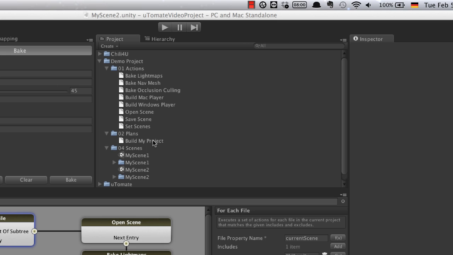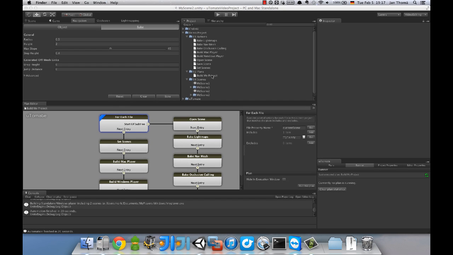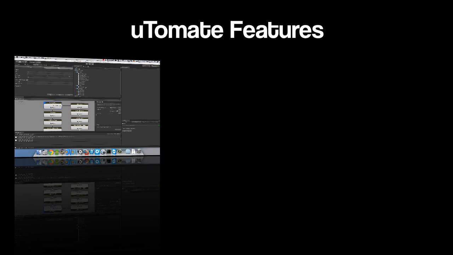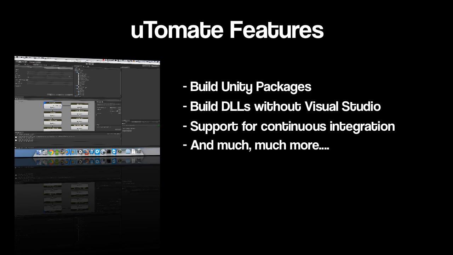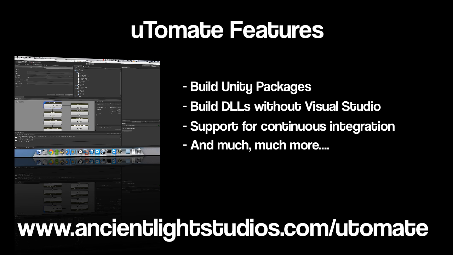I've also just shown you a very small subset of all the features that uTomate provides. There's a whole lot more to uTomate. For example, you can build Unity packages, you can build DLLs without using Visual Studio. There's also support for continuous integration systems, so you can run and build a project from your Jenkins or TeamCity or whatever you're using, and much, much more. All of the features are documented at our website. That's www.ancientlightstudios.com/uTomate.